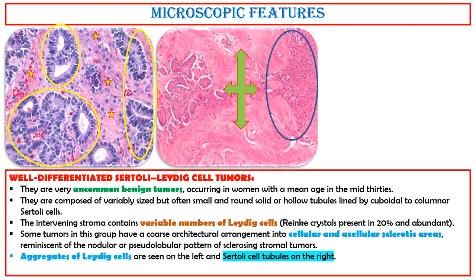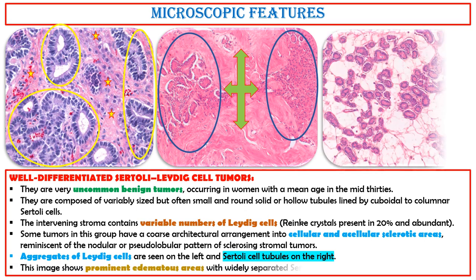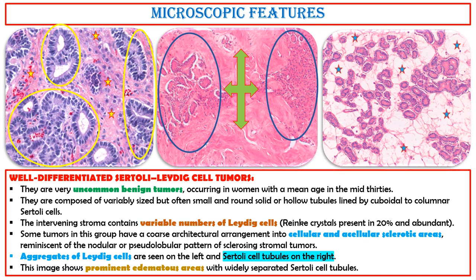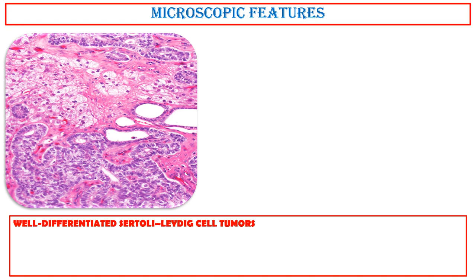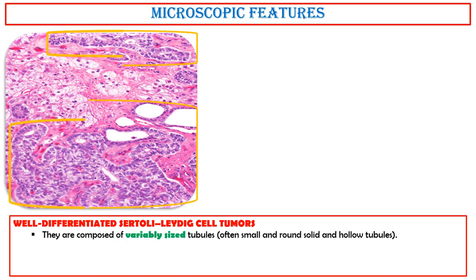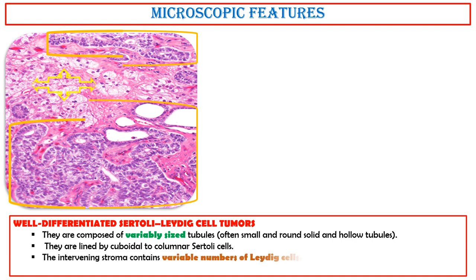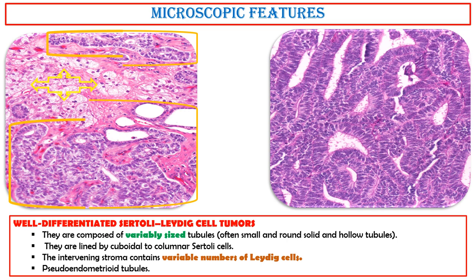Aggregates of Leydig cells are seen on the left in this photo, and Sertoli cell tubules on the right. This image shows prominent edematous areas with widely separated Sertoli cell tubules. Well-differentiated Sertoli Leydig cell tumors. They are composed of variable-sized tubules, often small and round solid and hollow tubules. They are lined by cuboidal to columnar Sertoli cells. The intervening stroma contains variable numbers of Leydig cells. This photo shows pseudo-endometrioid tubules.